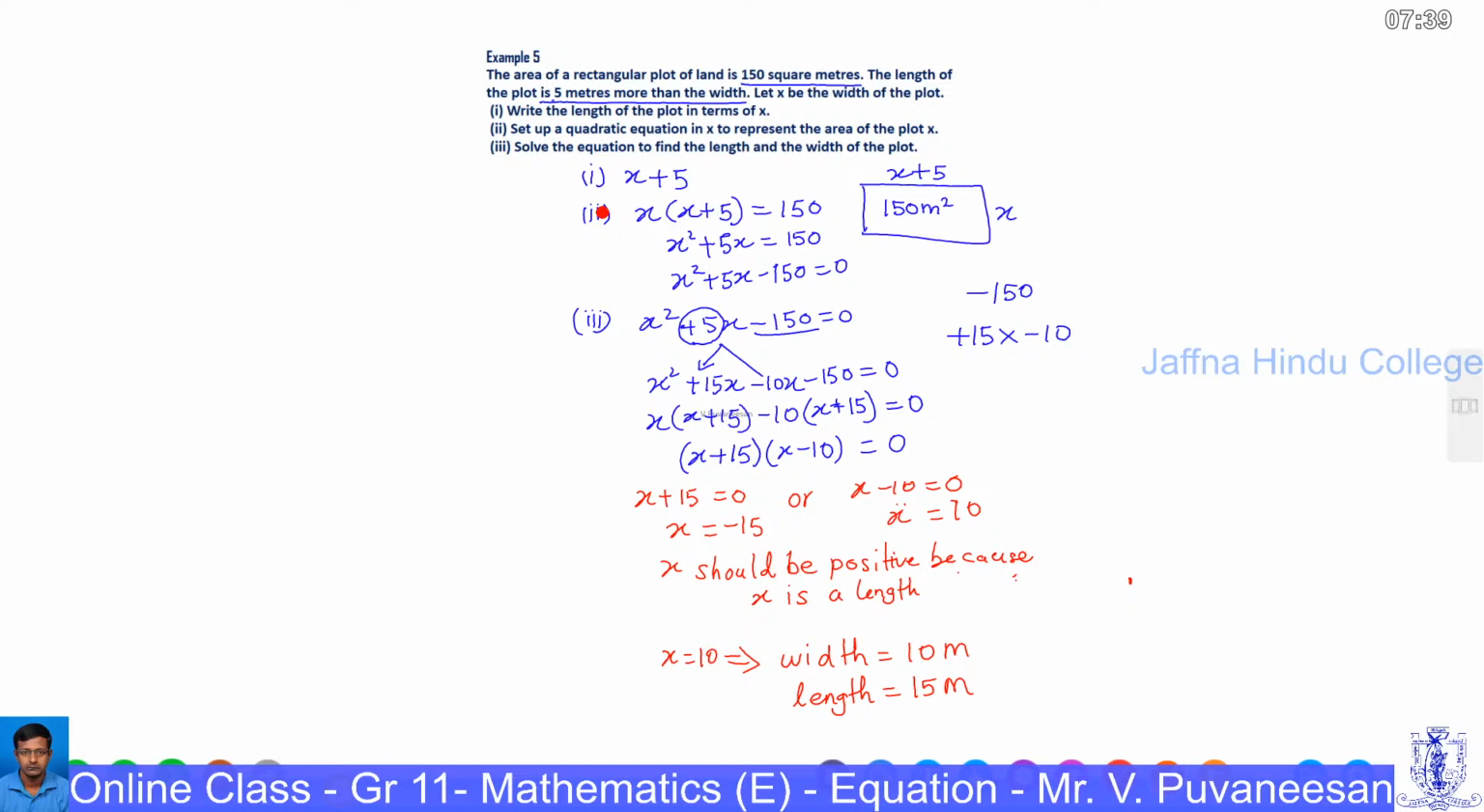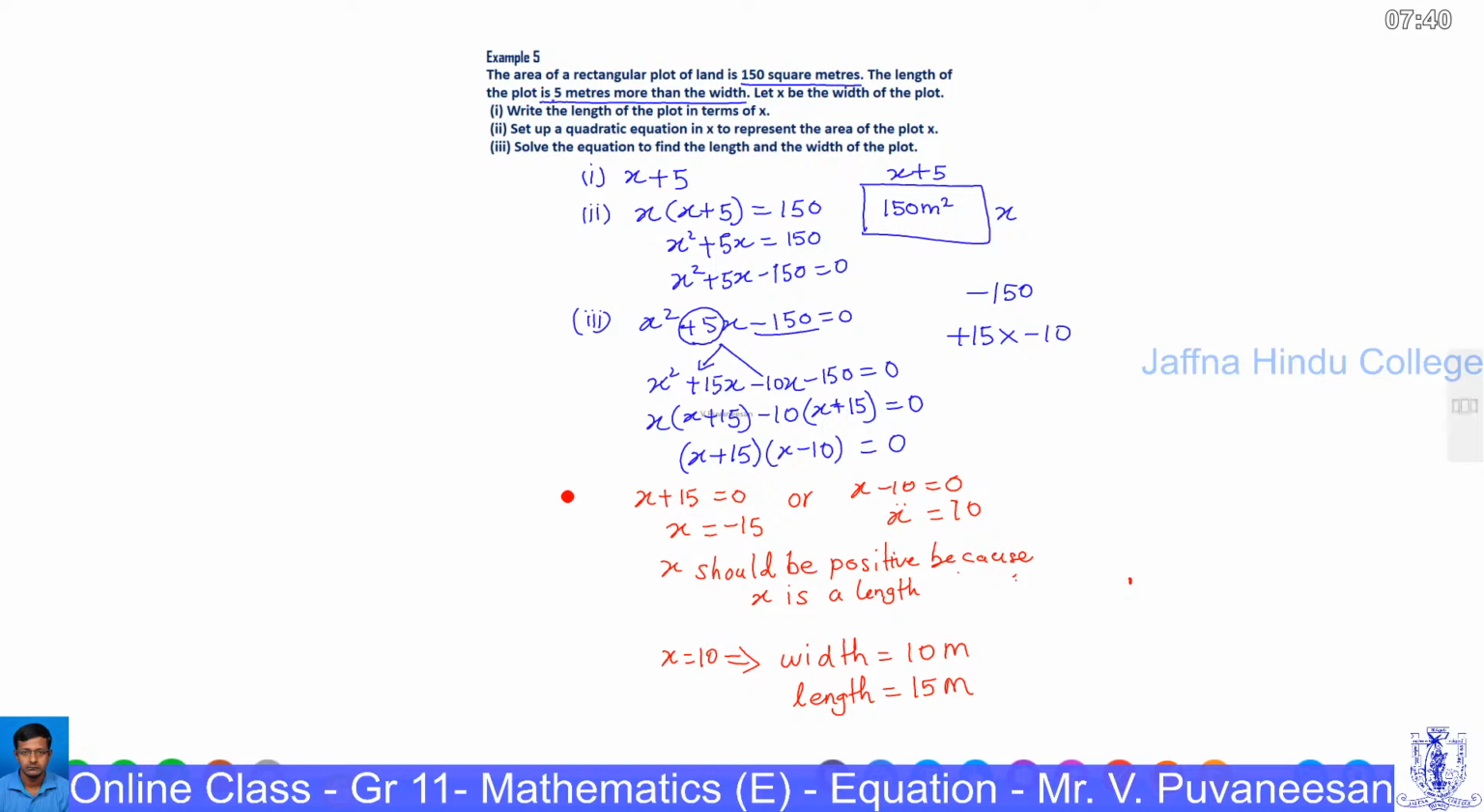Now we have to factorize this to find the value of x. So we factorize this quadratic equation by dividing 5x into two suitable terms. You know how to divide that 5x into two terms. We divide it as 15x minus 10x. Then we factorize this equation. It becomes x plus 15 into x minus 10 equals 0.